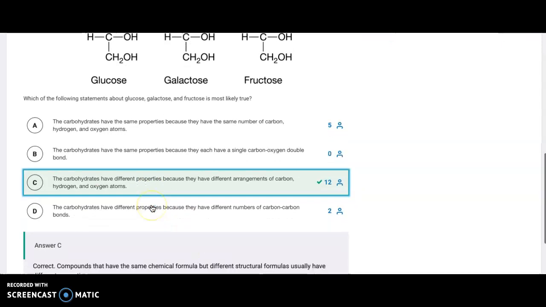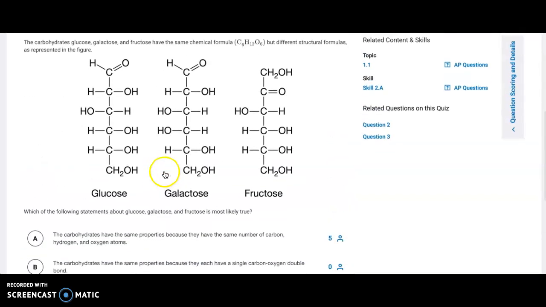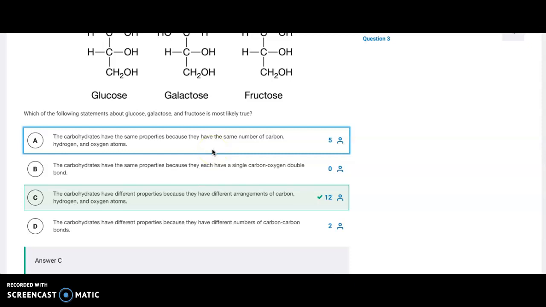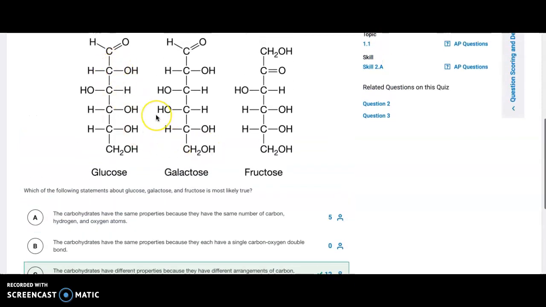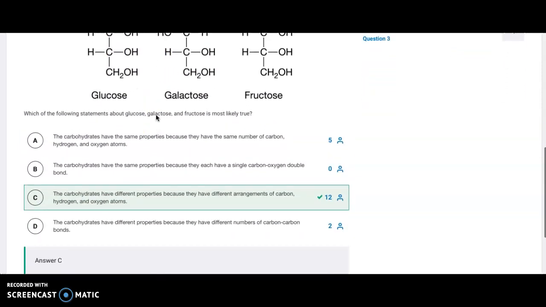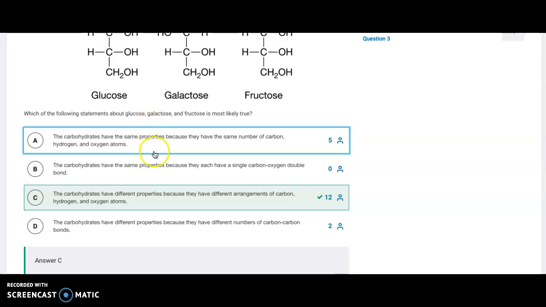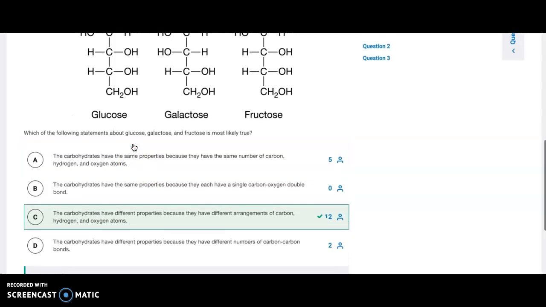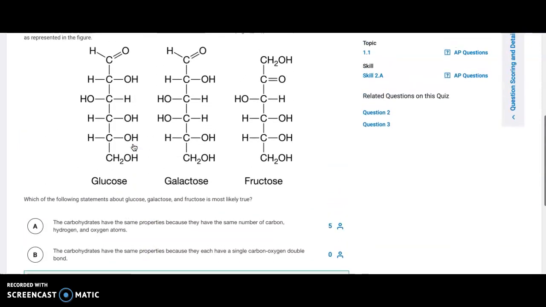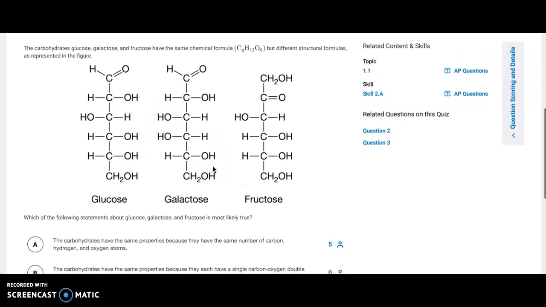Most of you selected the correct answer, which is C, that they have different properties as a result of different arrangements of the carbon atoms. The most frequent distractor, an answer that's incorrect, was A, that they have the same properties because they have the same number of carbon, hydrogen, and oxygen atoms. Even if that's true, I guess it says up here in the chemical formula.